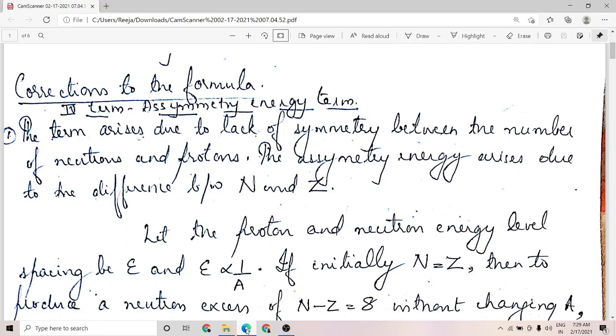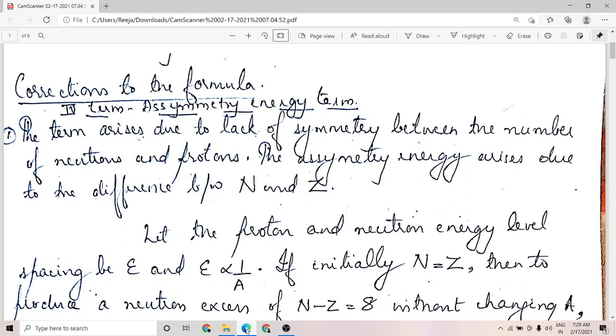The first model that we discussed was the liquid drop model, where we considered the extrinsic similarities between the liquid drop and the nucleus, and we tried to explain the binding energy equation or the semi-empirical formula for binding energy suggested by Weizsäcker. The five terms in that equation were explained. In the last session, we discussed the first three terms, that is the volume energy term, the surface energy term, and the Coulomb energy term, based on this liquid drop model.